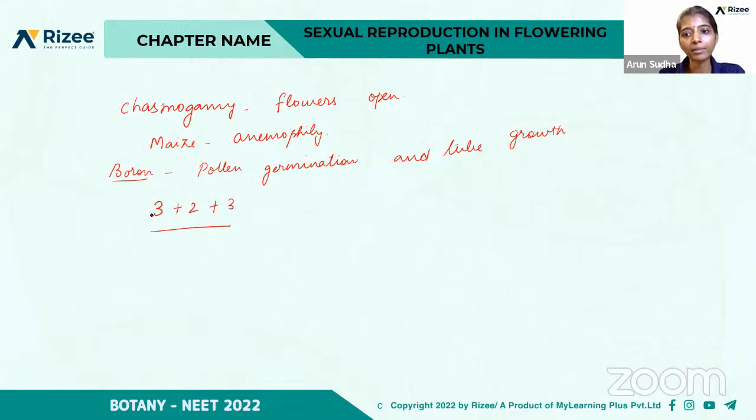So, option B. Yes, you have to be clear with it because some options are given as 2 plus 3 plus 3, or 3 plus 3 plus 2, and one more option is 2 plus 4 plus 2. So the correct option is this one, because at one terminal there will be 3, in the center there will be 2, and at the other terminal it will be 3. So one is the egg apparatus, the other is the antipodal cells, and in the middle there will be 2 polar nuclei, right? So 3 plus 2 plus 3.